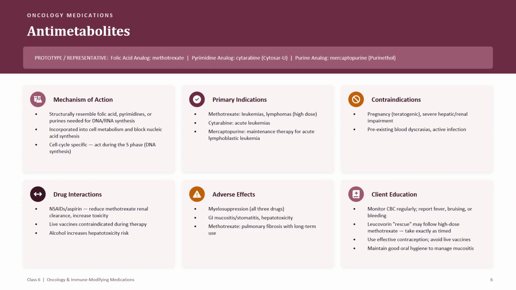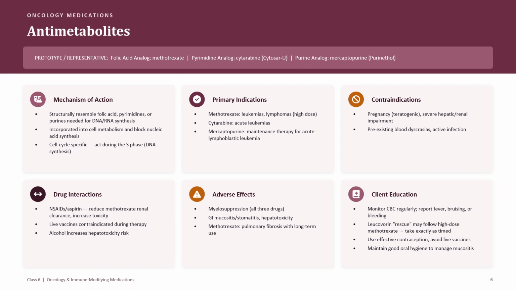So methotrexate impersonates folic acid. Cytarabine impersonates a pyrimidine, and mercaptopurine impersonates a purine. Same trick, just 3 different disguises. The cell needs these specific compounds in order to build DNA within the cell.